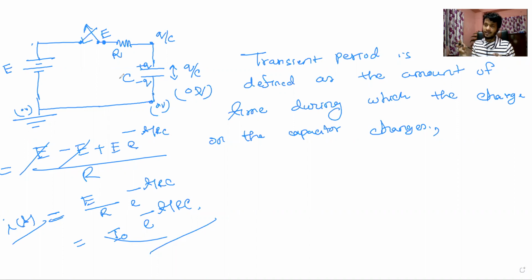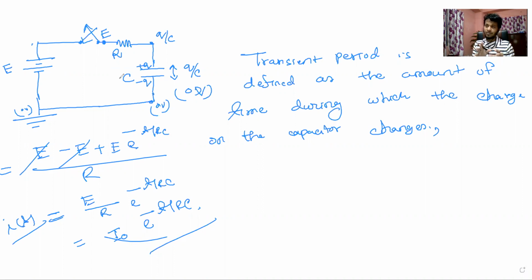Okay, if we have taken an uncharged capacitor, then the charge at time t equals 0, the charge on the capacitor will be what? 0. The voltage on the capacitor will be what? 0. And the current through the circuit will be what? I equals E upon R, and this will be the maximum current through this circuit, right? Yes, sir.